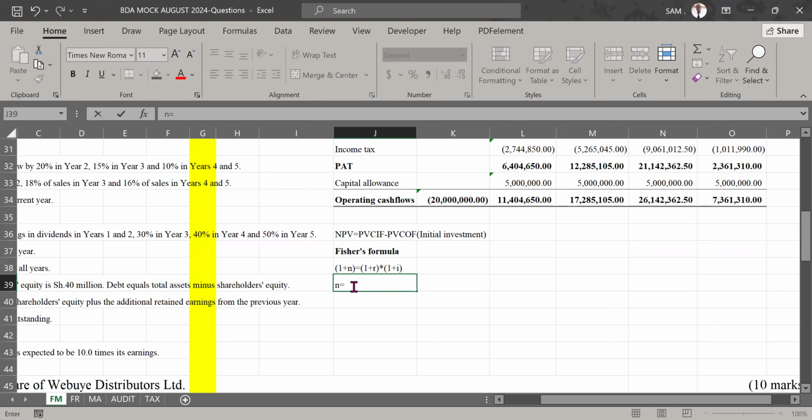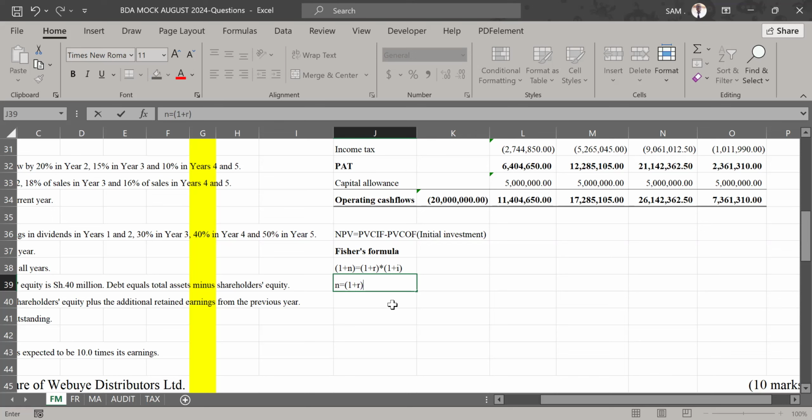we should have something like, somebody tell us now the nominal, make n the subject of that formula. What do we have? 1 plus the real rate.